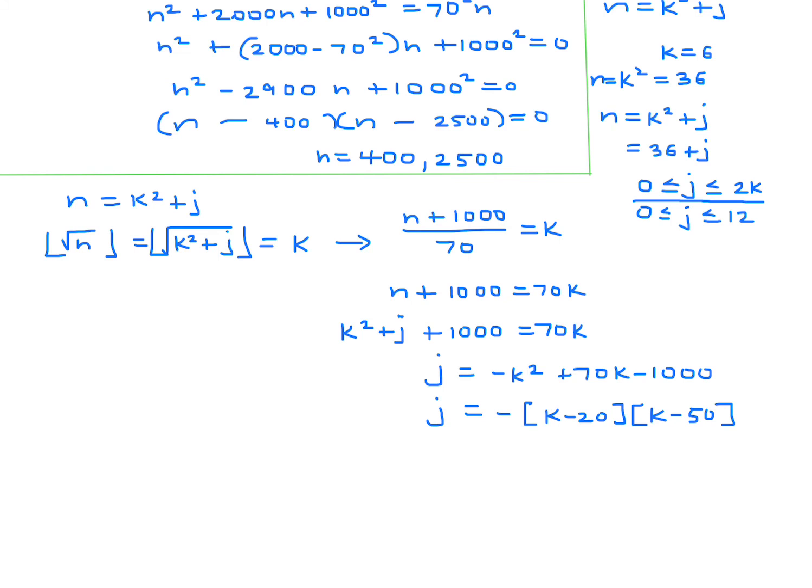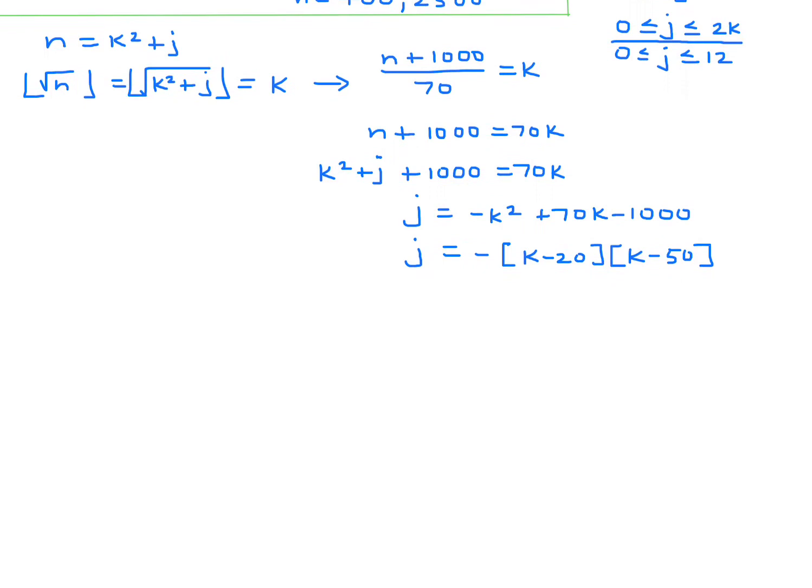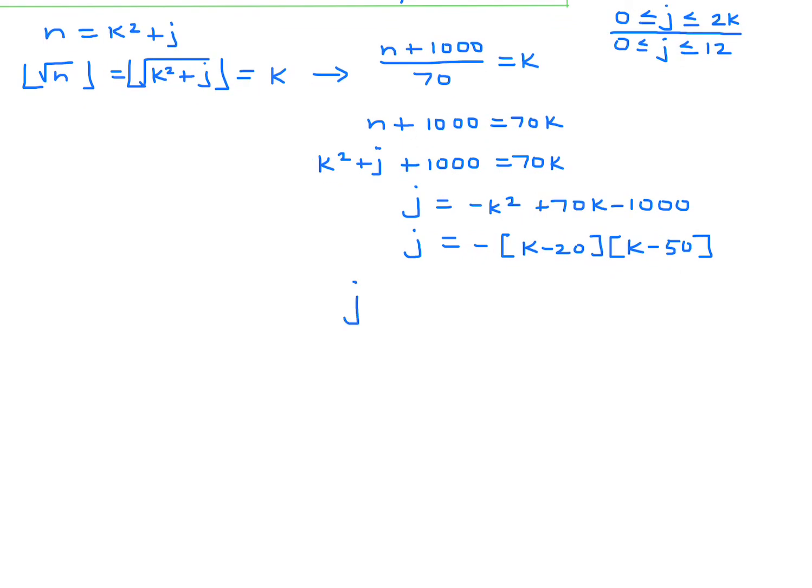Okay, now j is this, but we have a very nice range for j, so I can put that j into that range. j is between 0 and 2k. But j is minus k squared plus 70k minus 1000, so that is between 0 and 2k.